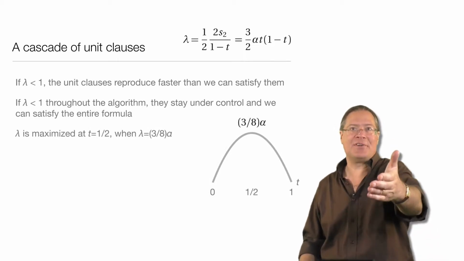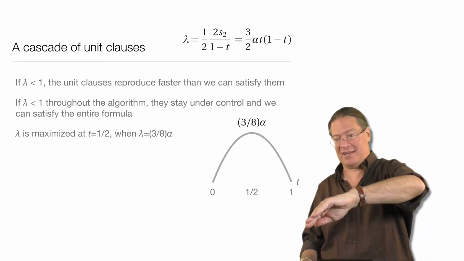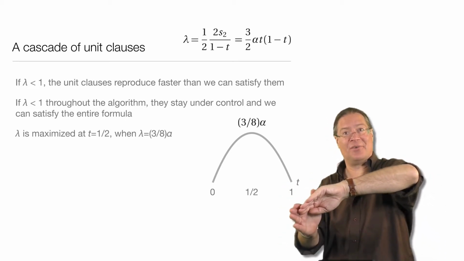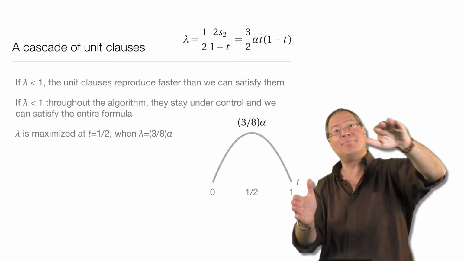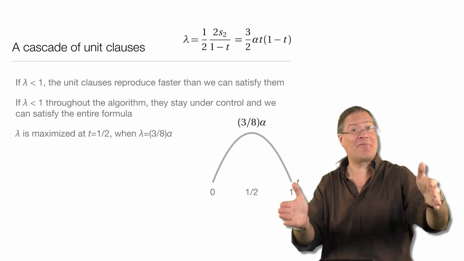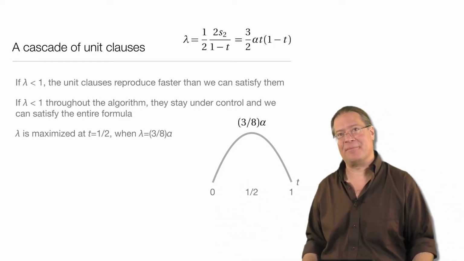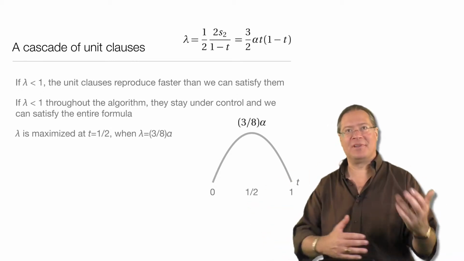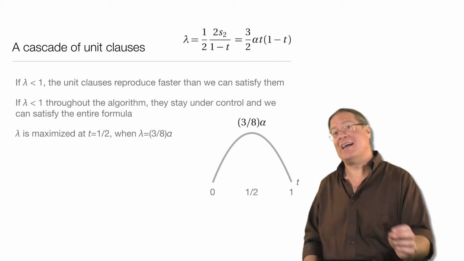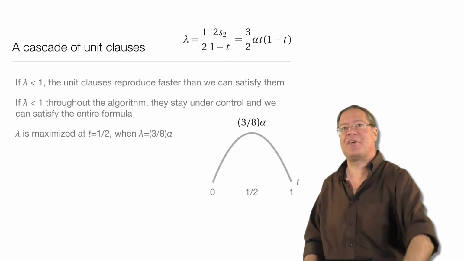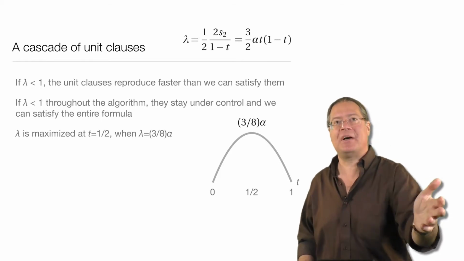Well, because lambda is proportional to t times 1 minus t, that's a quadratic function. It starts out at 0 when t is 0, and then it goes back down to 0 when t is 1. It's maximized when t is 1/2. It turns out that the moment of greatest danger for the algorithm, when the unit clauses are proliferating the most, is when we've set about half the variables. At that point, we plug in t equals 1/2, we find that lambda is 3/8 times alpha.